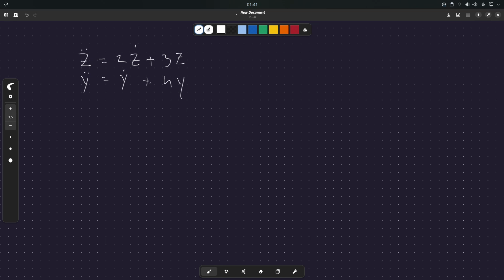Now, how many dots there are and what these factors are in front of your variables, it really doesn't matter. The only thing that is important here for our method is to have the single highest differential on the left-hand side, and then all the rest on the right-hand side for each equation. And also, it's best to have a factor of 1 here, so nothing.